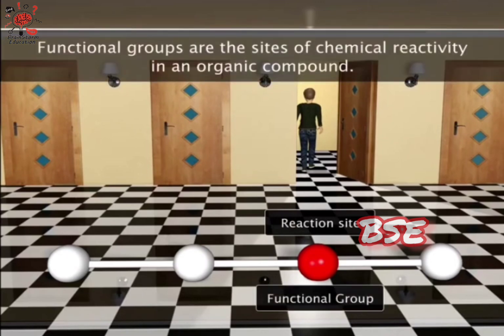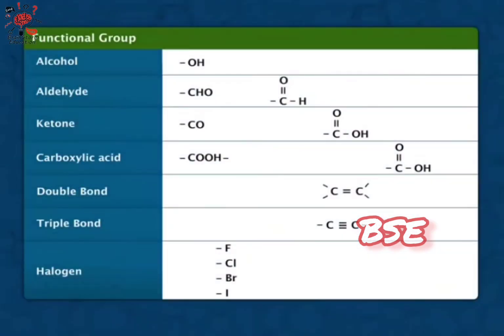Functional groups are the sites of chemical reactivity in an organic compound. Functional groups are defined as specific groupings of atoms or bonds which are part of a larger hydrocarbon chain. It is necessary that you should be able to recognize these groups by structure and by name.